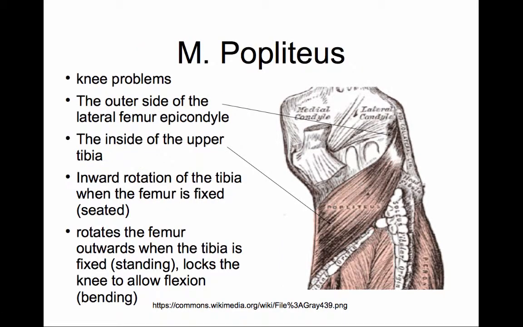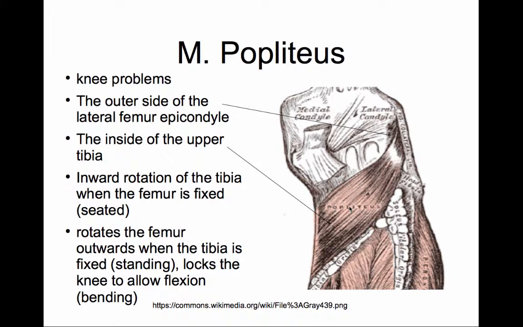The first muscle is called Popliteus. It is involved when you have knee problems, and the origin is from the outer side of the lateral femur epicondyle. That means the side of the lower part of the thigh bone, the notch down there. And the insertion is on the inside of the upper tibia here, this whole area.